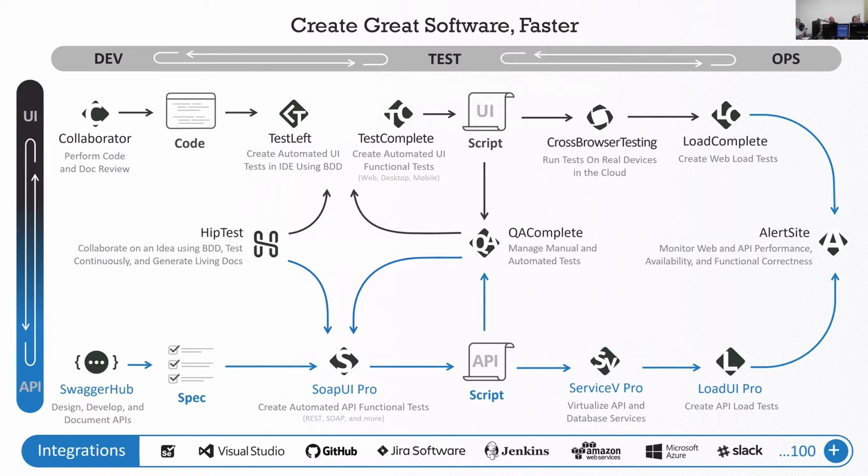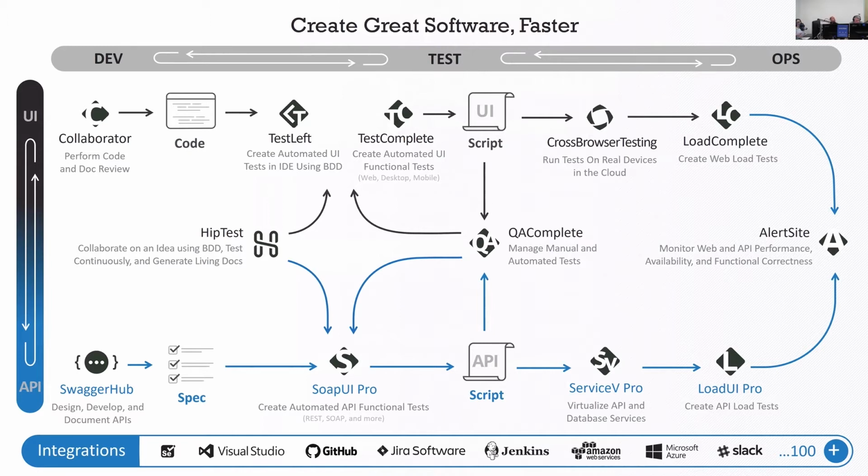And then LoadComplete, web load tests, and then I'll go back to alerts because we're going to talk about that a bit today. From the API side of things, I'm sure you might be familiar with the Swagger specification or the OpenAPI specification, so we have tools that support that as well. One of those is SwaggerHub, so you can design, develop, and document your APIs. Then you can go through to SoapUI Pro, where you can create automated API functional tests, which we'll talk about in a little more detail today. And from that, we have the ReadyAPI platform, where you can virtualize your APIs and load test them as well.